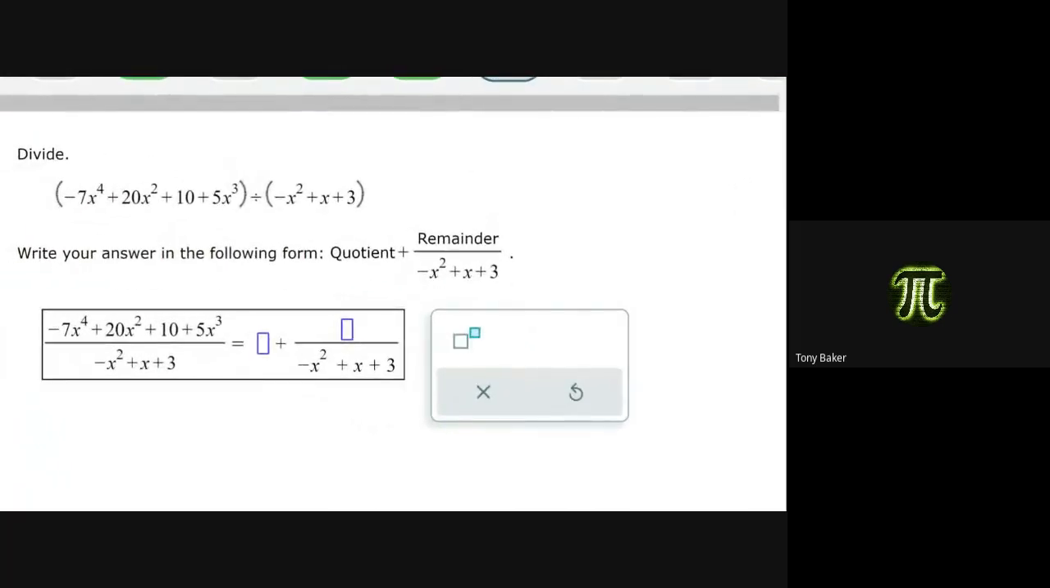All right. Put this one over there because I'm going to have you guys actually try this one. All right. Try this one.